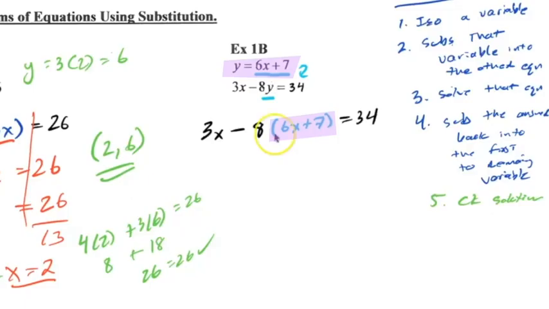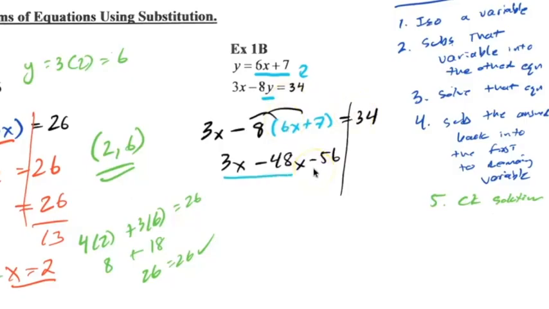So like that. Now let's distribute. When we solve this, we want to simplify the sides first. Let's simplify the left-hand side. I'm going to distribute that negative 8 into both of these. Negative 8 times 6 is negative 48. Negative 8 times 7 is negative 56. I can add up like terms here. These two are both x's, so I can add them up. They're on the same side, so just add them. That'd be negative 45x minus 56 equals 34.